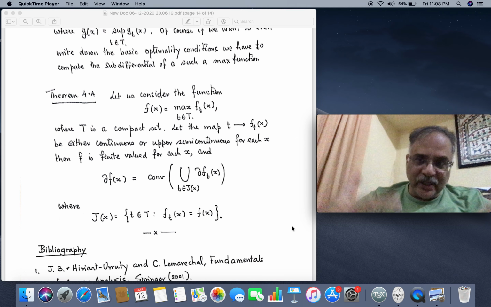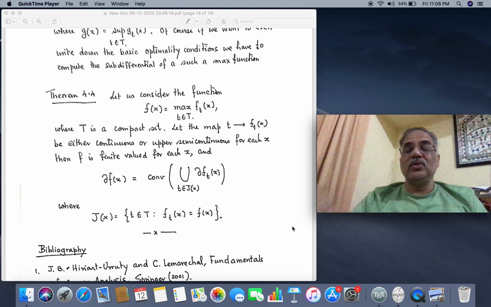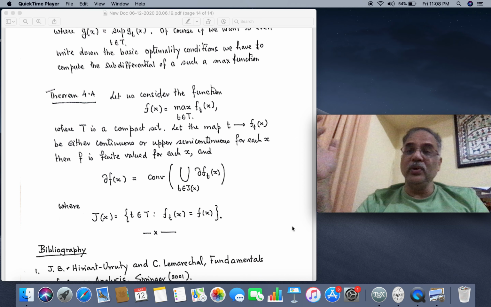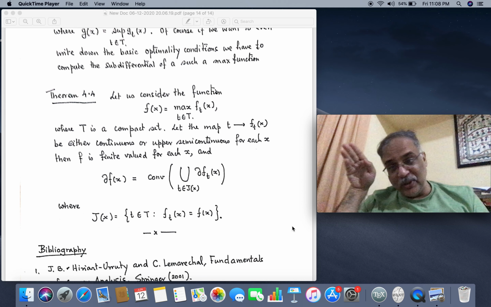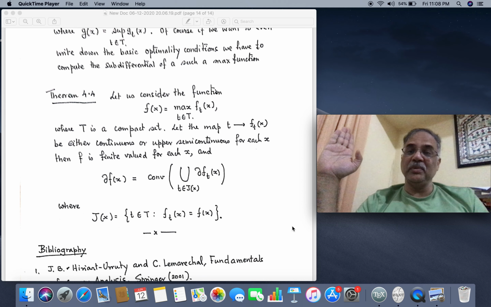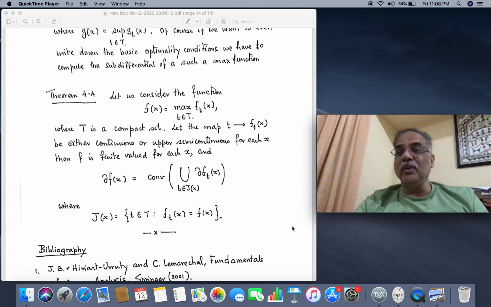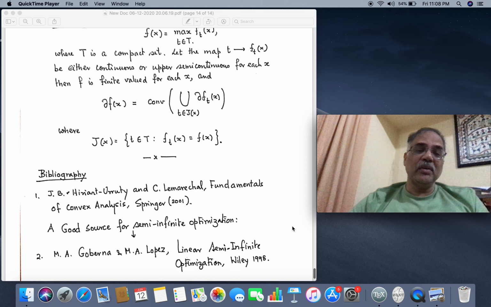So I will leave you at this. I think this is quite heavy metal today, and in the next class, next week, we are going to start actually algorithms. What is the meaning of descent in non-smooth convex optimization, and we are going to talk about the subgradient methods. So here are my references today.